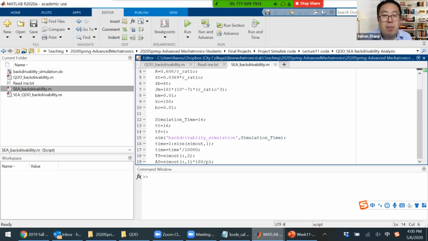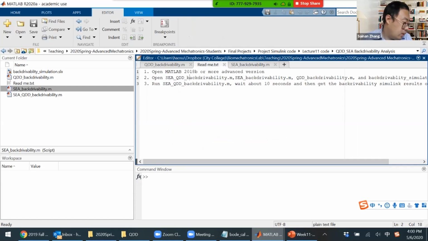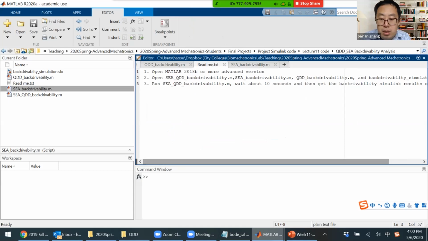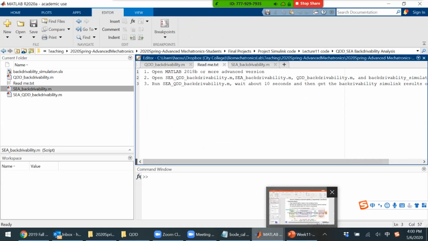So basically, you can run the Simulink from Simulink directly, or you can run it in MATLAB. So use this command to control that. Essentially, it's the same thing. So this is how you do that. Wait a few seconds, then you get the backdrivability results in this way. Does that make sense?